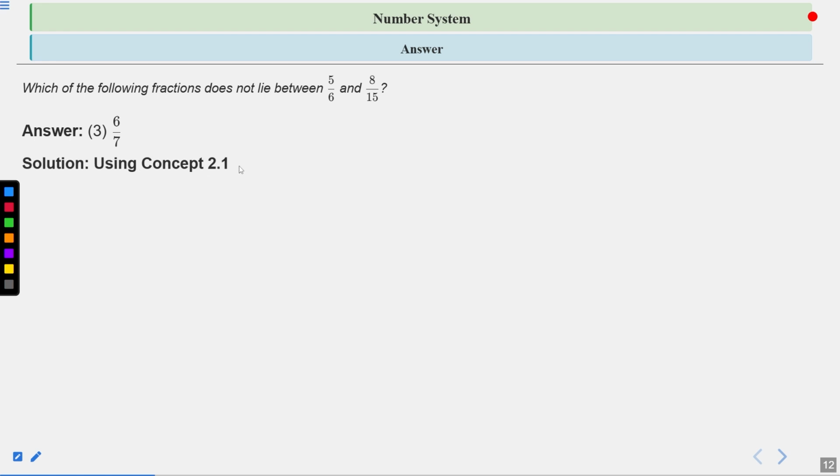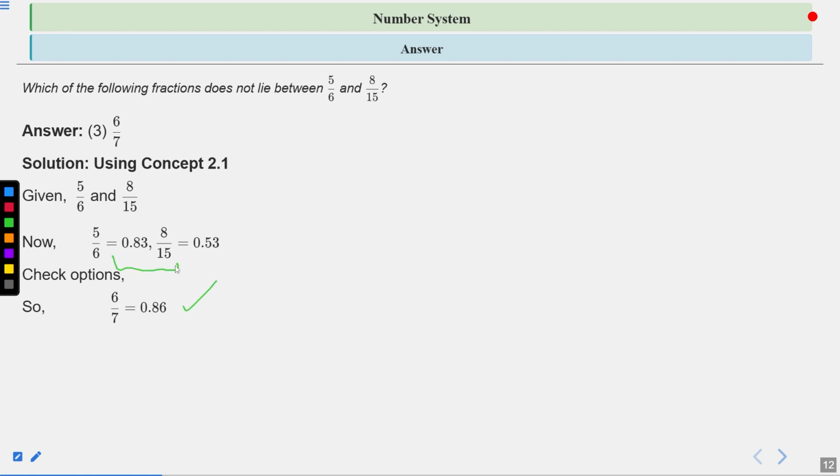Now see the detailed solution using concept 2.1 in this question. 5/6 and 8/15 are given. When we simplify, 5/6 gives 0.83, and 8/15 gives 0.53. Now check the options. 6/7 equals 0.86, and we can clearly see that this cannot lie between these two fraction values.